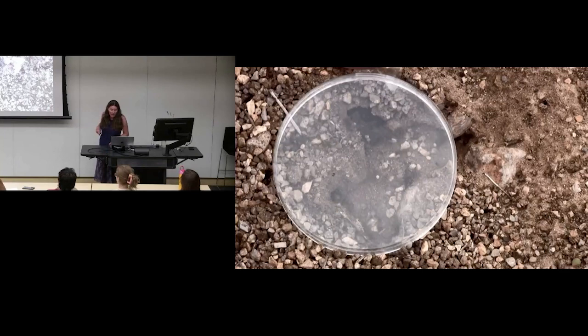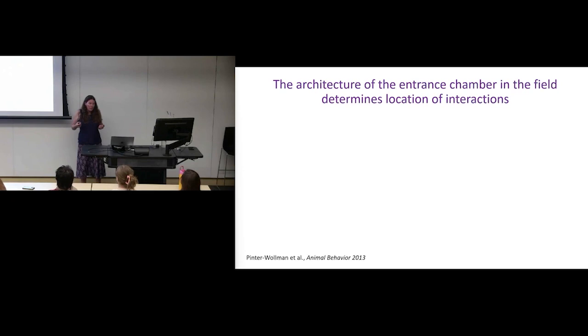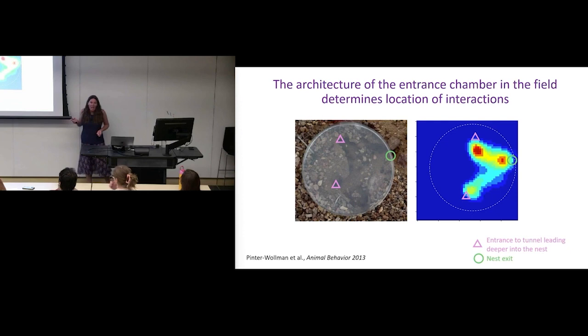And so this kind of allowed me to start looking at whether the architecture of this chamber influences where interactions happen. So here is the picture of that chamber I showed you, and here is where interactions happen. Warmer colors is where we have more interactions, colder colors is where we have fewer interactions. And you'll see that a lot of the interactions happen where things narrow down, right? Where the tunnels enter deeper into the nest, where the entrance is, so where things kind of force ants to be close to each other.